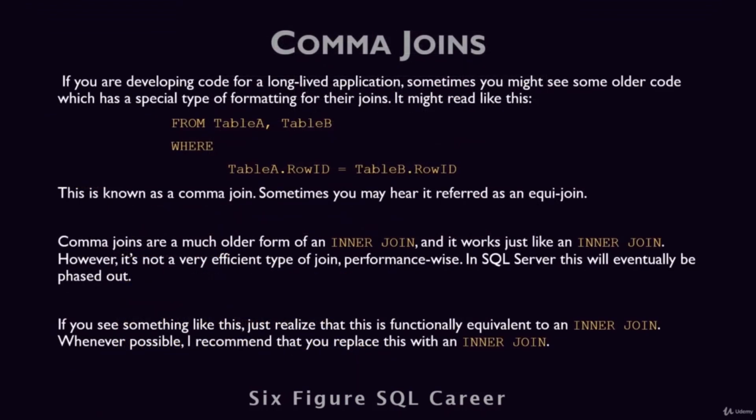If you are developing code for a long-lived application, sometimes you might see some older code which has a special type of formatting for their joins. It might read like from table A, comma, table B, where table A.rowID equals table B.rowID. This is known as a comma join. Sometimes you may hear it referenced as an equijoin.